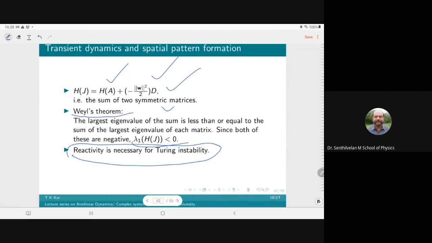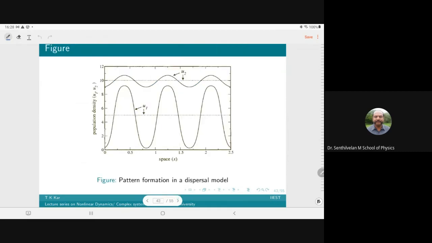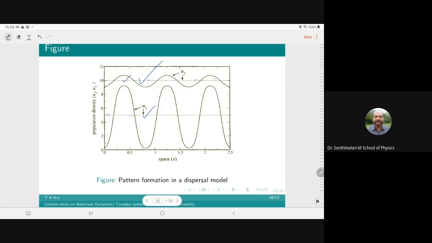One more thing I will discuss, then I will stop. Here it is just a graph, where this dash is without dispersal, and this one and this one are after dispersal. Look at this. This is the pattern formation for two interacting species. They are given here, but I have not mentioned the two interacting species here. I have just taken one example.